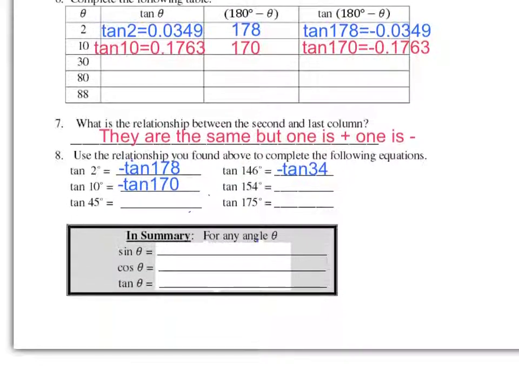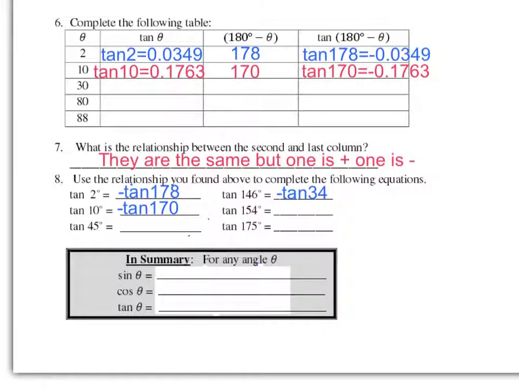So, in summary, for any angle, the sine of theta is equal to the sine of 180 minus theta. The cos of theta is equal to the negative cos of 180 minus theta, and tan theta is equal to the negative tan of 180 minus theta. Okay?